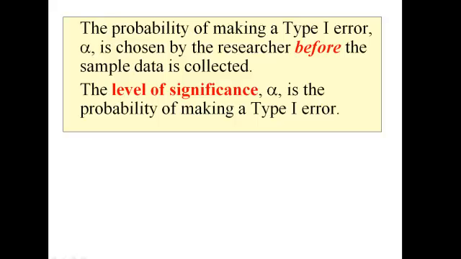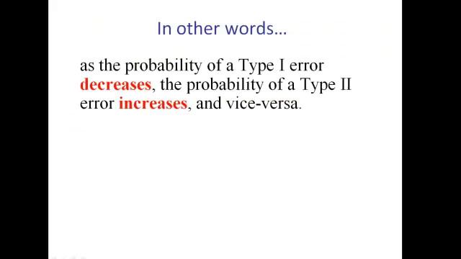However, there's no free lunch. If we set alpha to be very, very small, then that has the effect of raising the bar in a sense and making it more difficult to reject the null hypothesis. Well, that's fine, but then by raising the bar and making it more difficult to reject the null hypothesis, we're increasing the probability that we don't reject the null hypothesis when it's really false. And that's the probability of type 2 error. So, in other words, reducing the probability of type 1 error has the effect of increasing the probability of type 2 error, and vice versa.